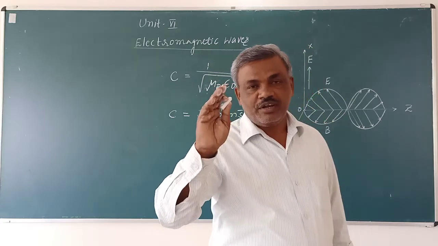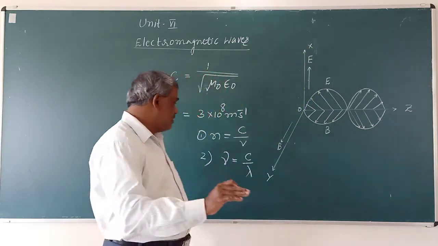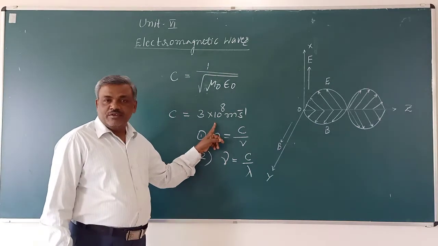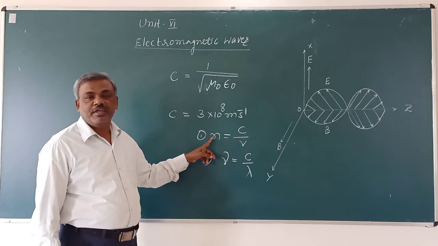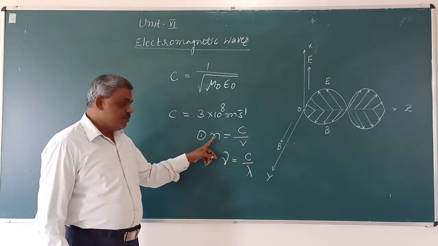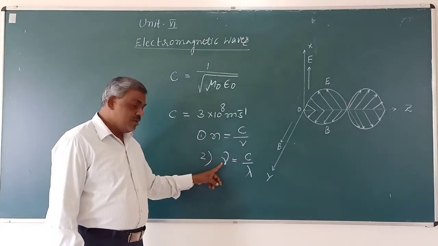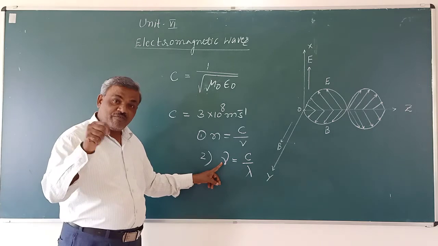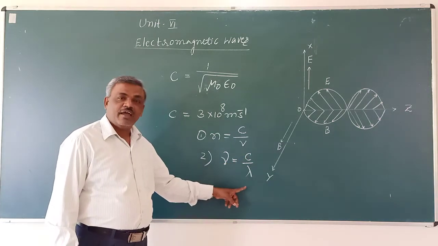Mention the importance of the speed of light. The first one: the speed of light is used to calculate the refractive index of the material of the medium. The refractive index of the medium is calculated using the formula n equal to c by v. Now, the frequency of electromagnetic waves can be calculated using the formula nu equal to c by lambda.